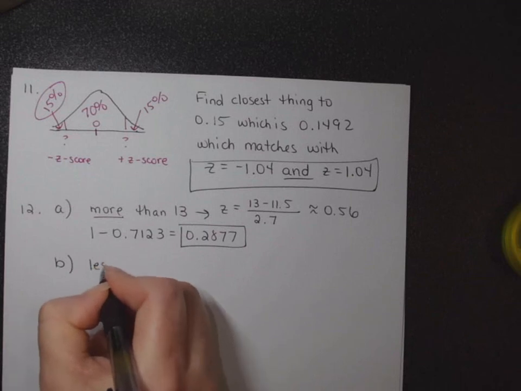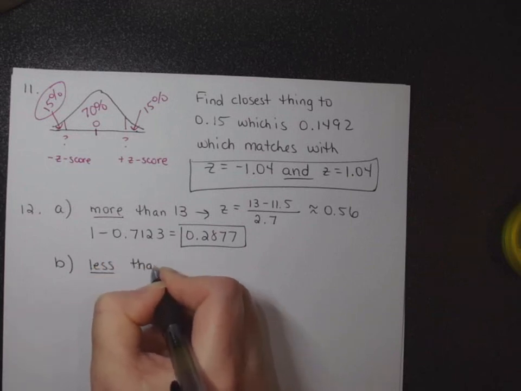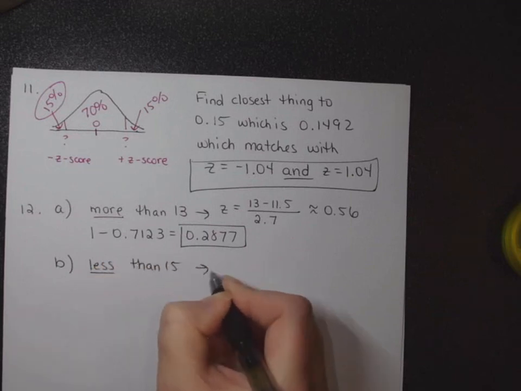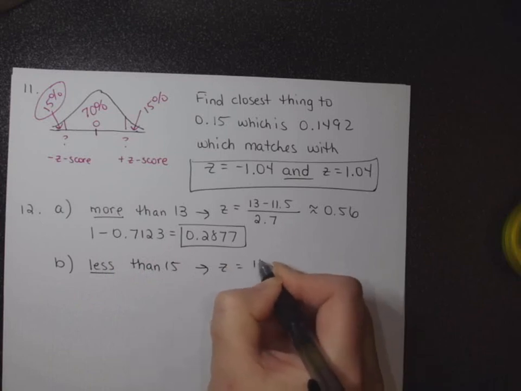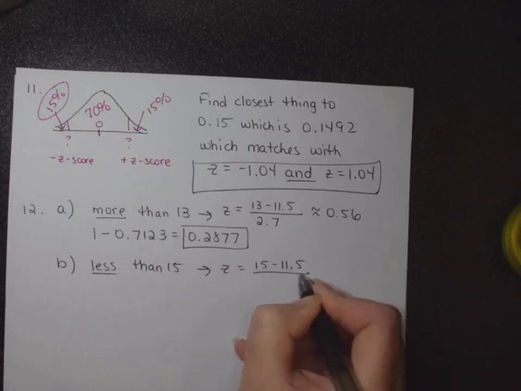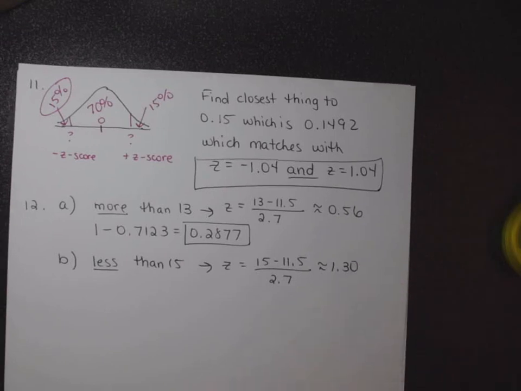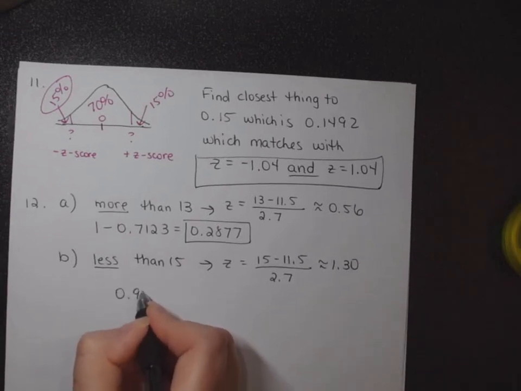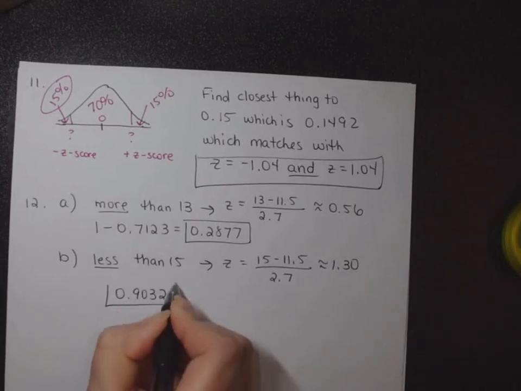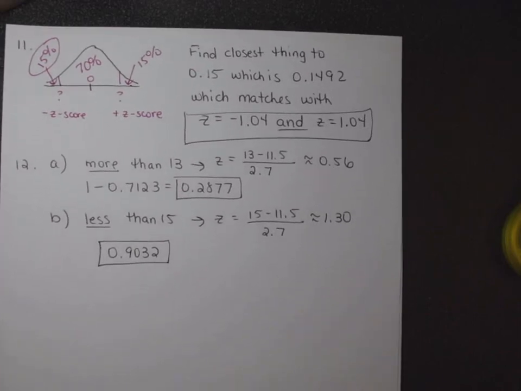Part B is less than 15. So that means no adjustment on the chart is necessary, but we do need the z-score. So value minus average over standard deviation gives you a z-score of 1.3. And just read the chart as is and you get this. Okay, the chart, again, always reads less than. If it's more than or greater than, you've got to do 1 minus that value.